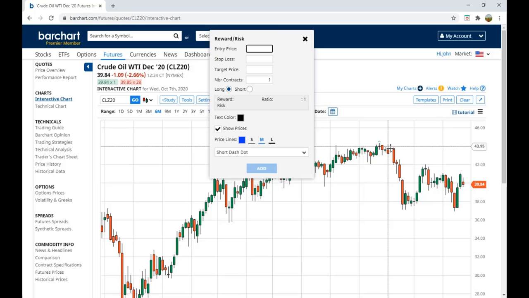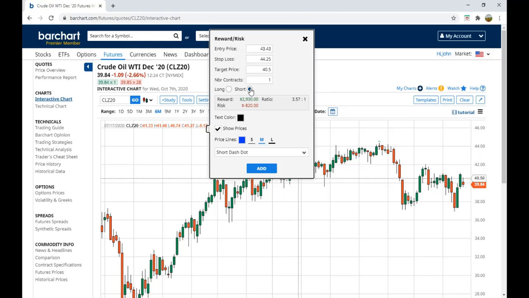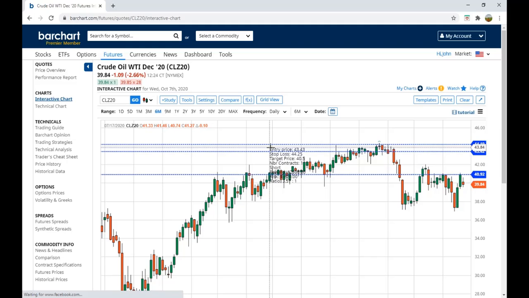Set that trade up. There was that entry. There was our stop. And there was that first target right around in here, okay? And I can colorize it. Now remember, this is a short. And I'm going to do my price lines. I'm going to add it to my chart and then click to show the trade, right?